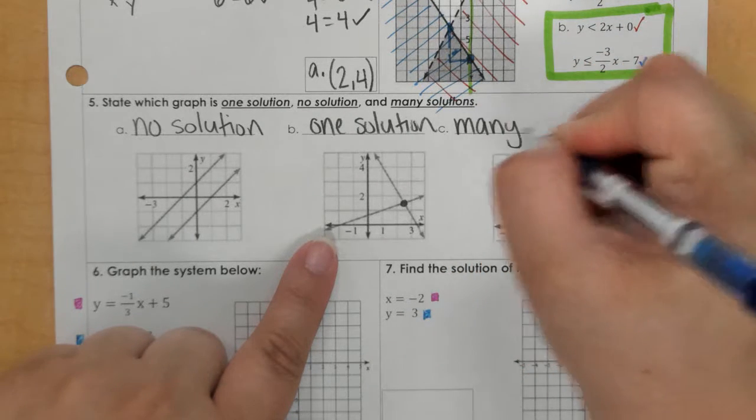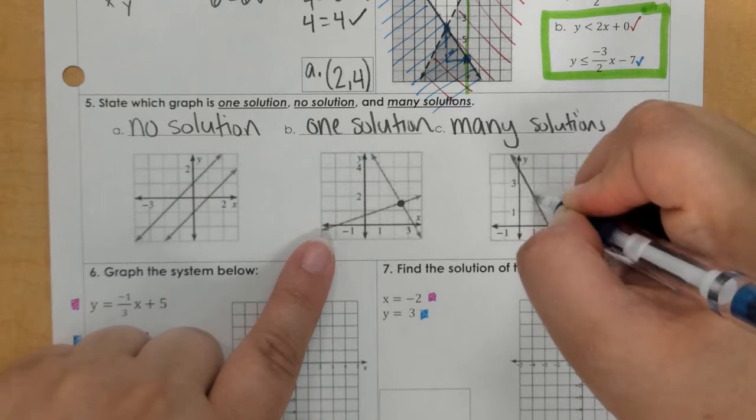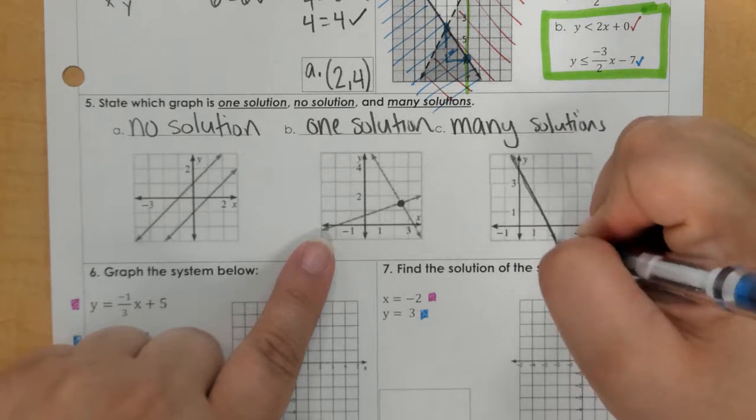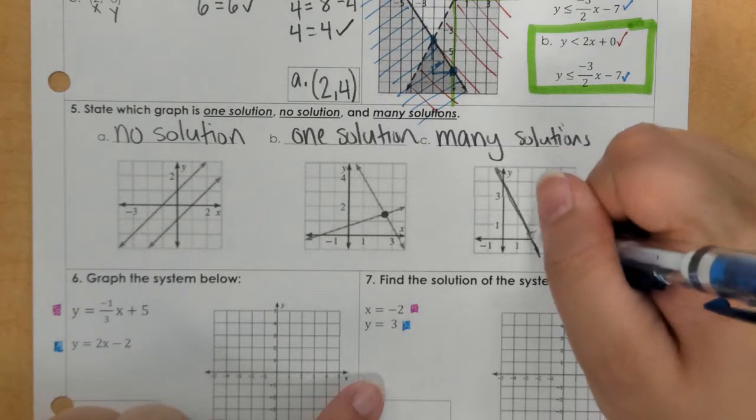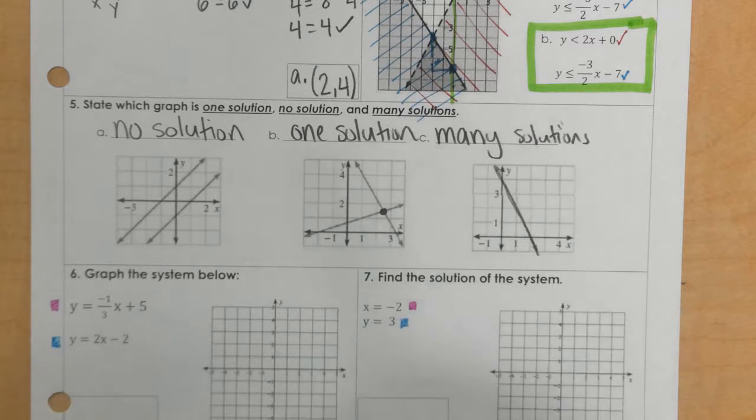So you have to think that there are 2 lines right here. There's one and there's another one drawn on top of it. So every single point on these 2 lines, they touch each other. So that's many solutions since lines are infinite.